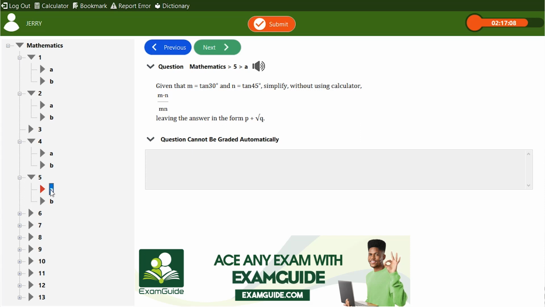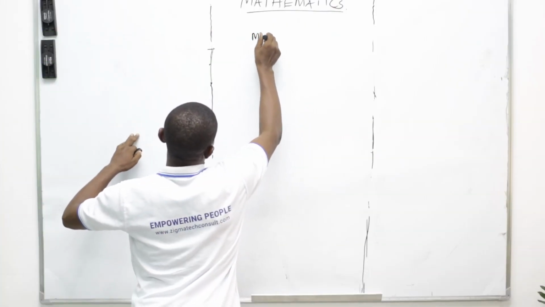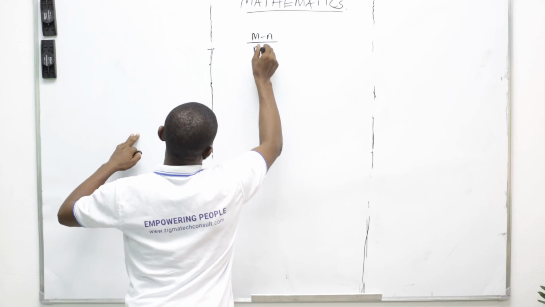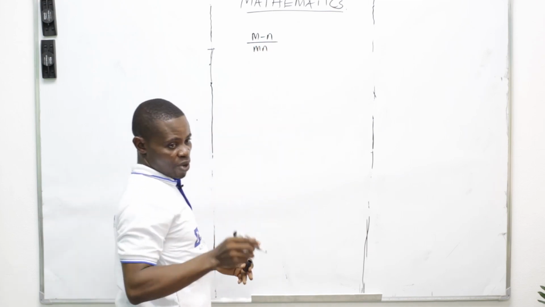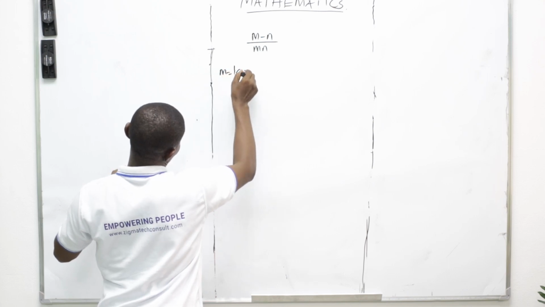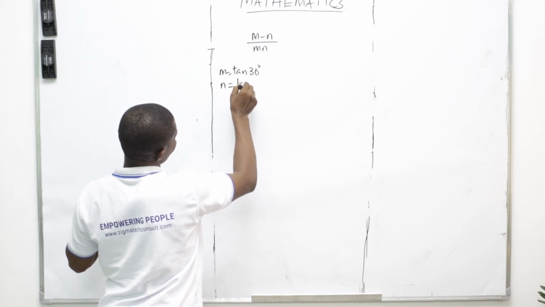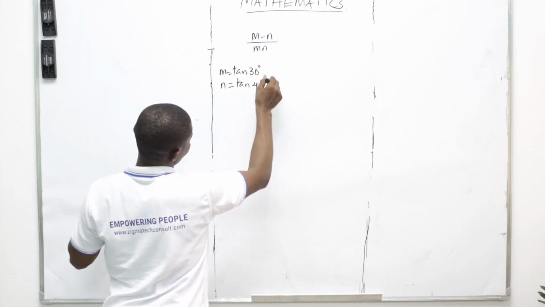Question number 5A. Given that M equals tan 30 degrees and N is tan 45 degrees, without using a calculator, find M minus N all over MN. We are looking for M minus N all over MN. But recall that you were told that M equals tan 30 degrees, and N is tan 45 degrees.